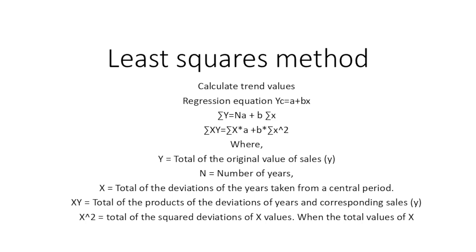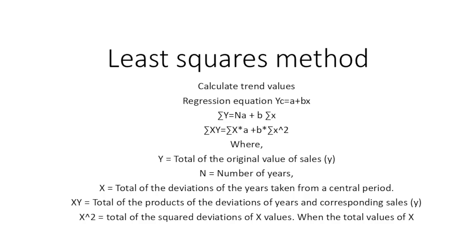Now sigma y is the total of the original values of sales y, and n is the number of years. Sigma x is the total of the deviations of the years taken from the central period. Sigma xy is the total of the products of the deviations of the years and the corresponding sales y, and sigma x square is the total of the squared deviations of the x values.